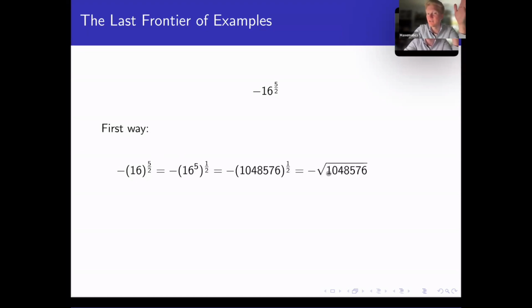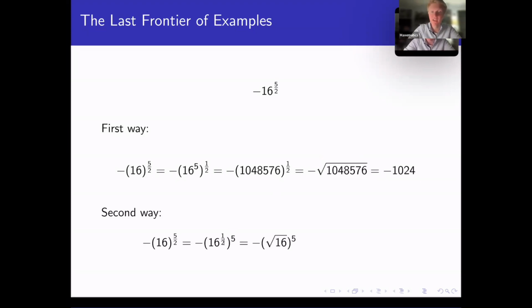And I don't think many of you happen to know what the square root of this number is. It is, of course, 1024. But maybe not super obvious. Well, what if we went the other way instead? What if we instead did the to the 1/2 power first and then raise it to the 5th power? Well, 16 to the 1/2 says square root of 16. Square root of 16 is 4. And 4 to the 5th is 4, 16, 64, 256, 1024.